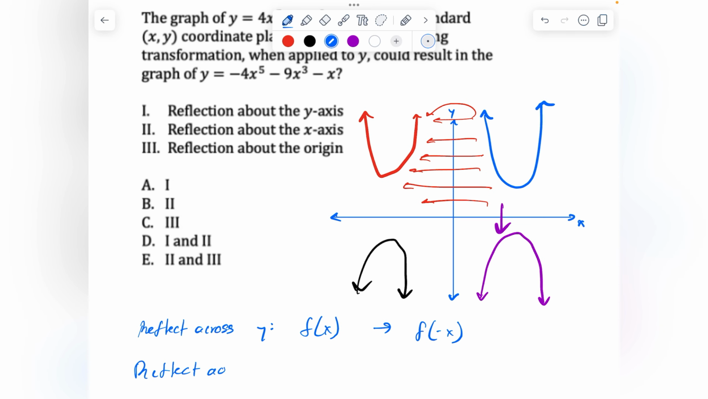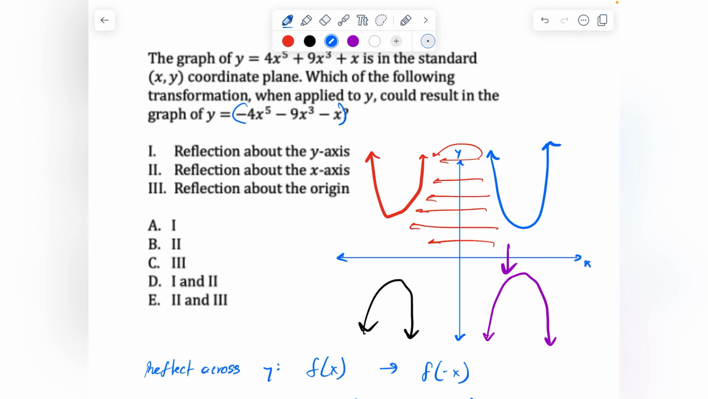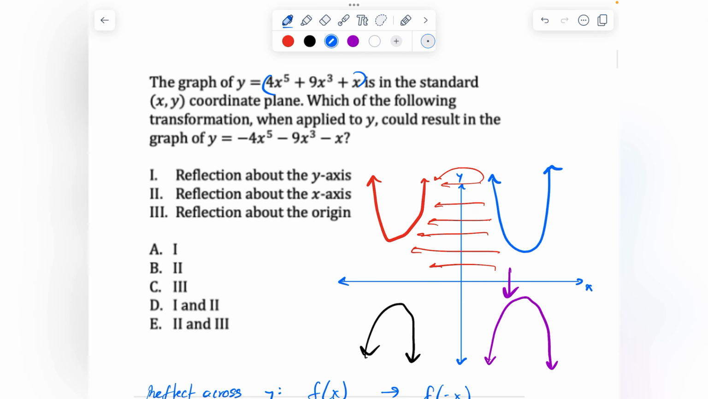Now, to reflect across x, you take your f of x and you turn it into negative f of x. What this means is you take the entire function, put parentheses around it, and then put a negative sign in front. And then you evaluate what that function looks like. Sorry, I should do it for this one up here.